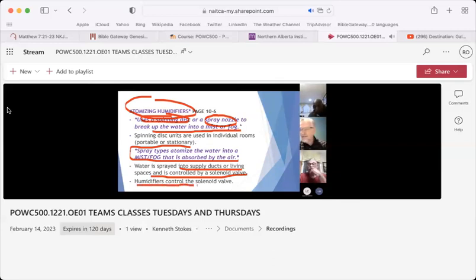Humidifiers, humidistats control the solenoid valve. Any questions on how we put moisture back in the air?